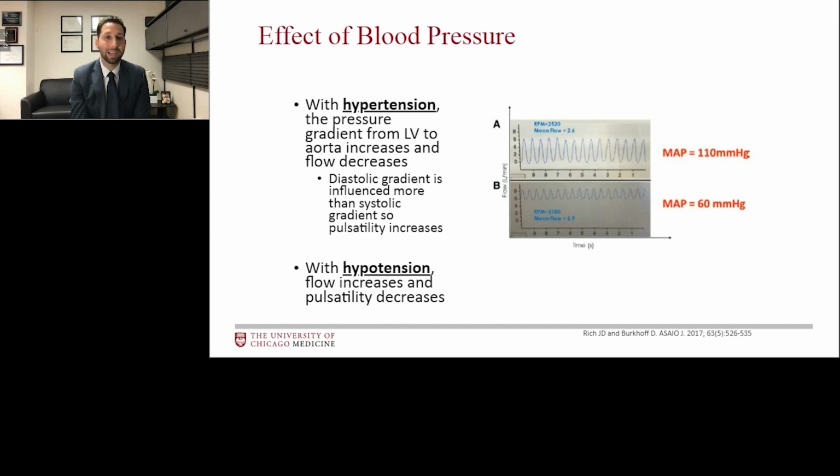Just very briefly, the reason diastolic flow is influenced more than systolic flow is because during diastole, we are operating on the flat part of the HQ curve. And as I've mentioned previously, and as I'll show you on the next slide, when that occurs, we are more sensitive to pressure changes. More pressure changes lead to a more profound drop in flow when you're on a flat part of the curve. The opposite occurs during hypotension. With hypotension, aortic pressure drops, the pressure gradient across the LVAD narrows, and flow increases. But again, diastolic flow will be influenced more than systolic flow, and pulsatility will narrow.